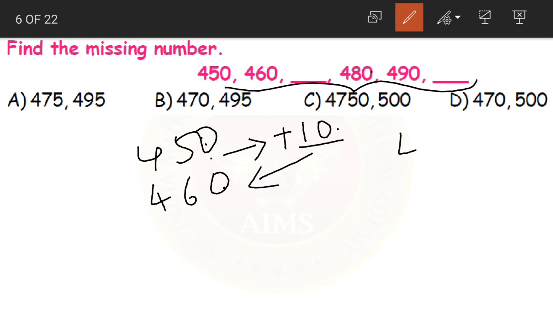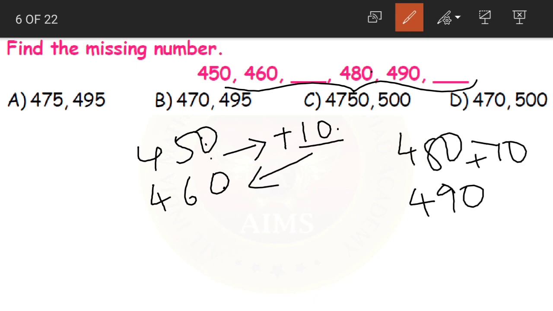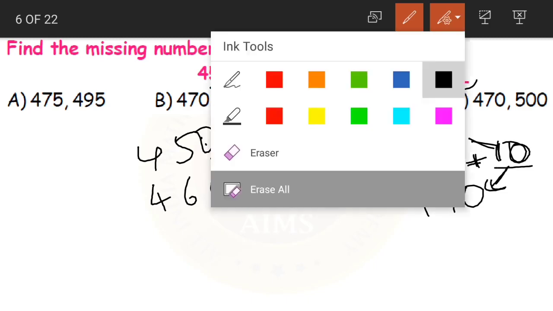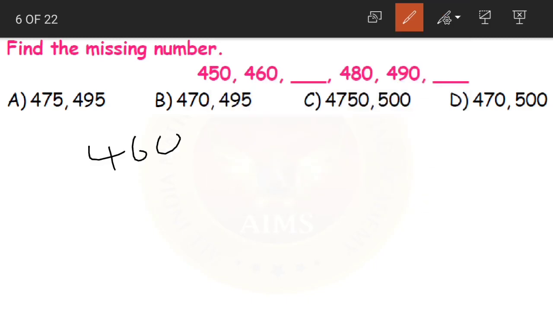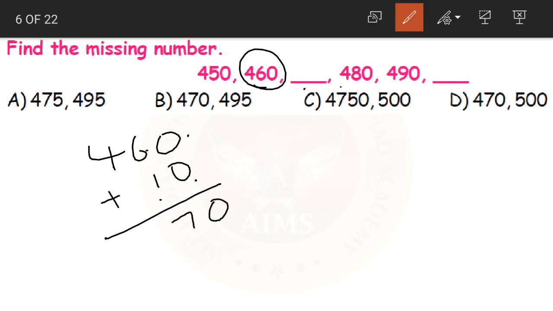Now next, again here 480, 490. Here also 480 plus 10 is equal to 490. So what did we understand here? In this series, 10 is added to get the next number. Yes, we need to add 10. Now we have 460 here. What number will come after 460? We need to add 10. 460 plus 10 is equal to 470.